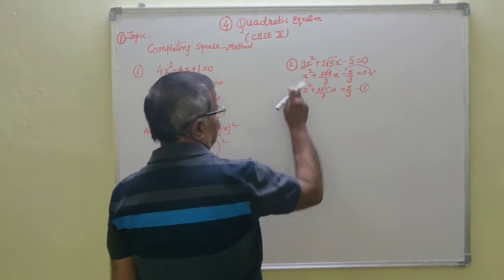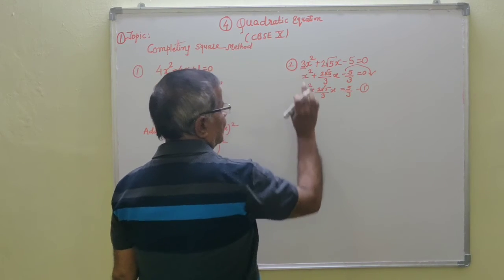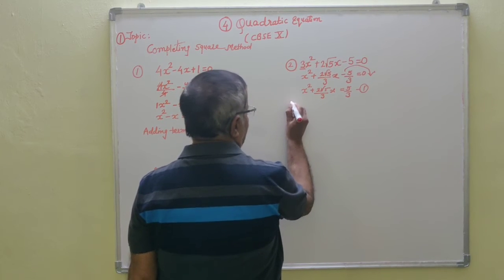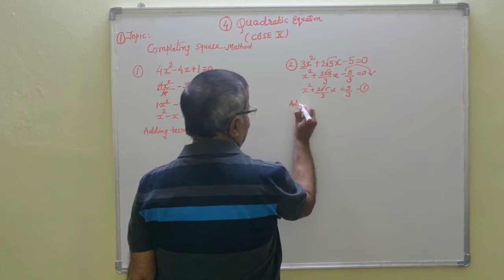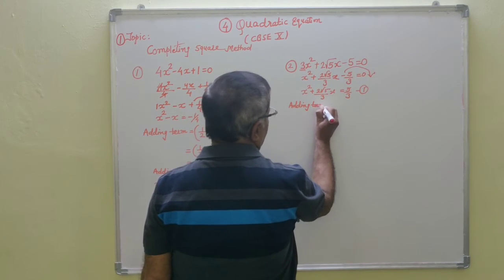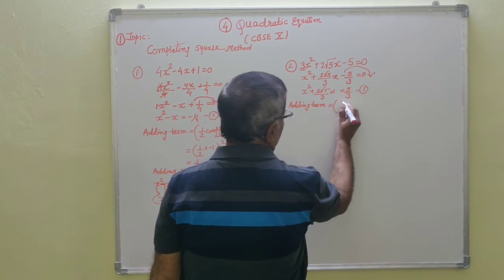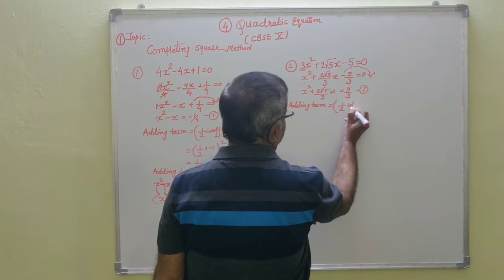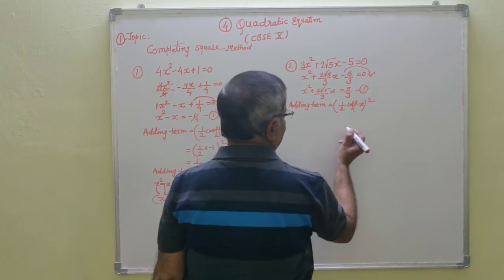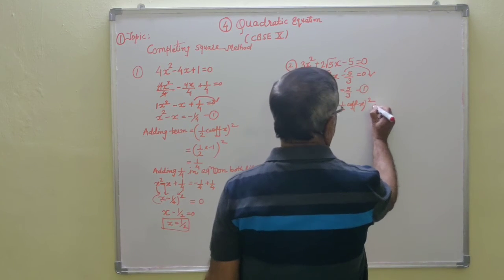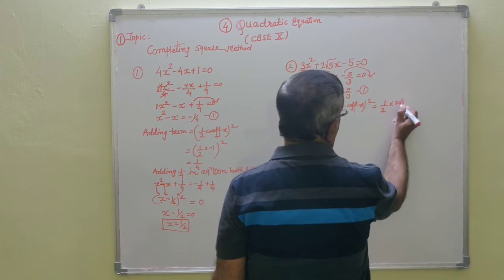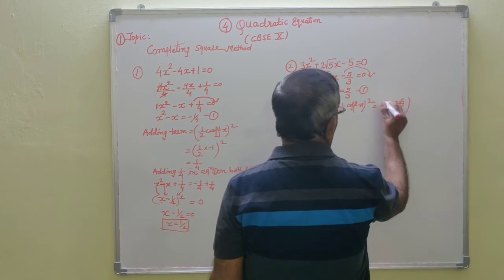Okay, you understand? First make the coefficient of x square 1 and transfer the constant number to that side. Now the next step is the adding term. The adding term is equal to the formula: half into the coefficient of x, the whole square. Now I am writing here: the coefficient is 2 root 5 upon 3, so it is 1 by 2 into 2 root 5 upon 3, the whole square.